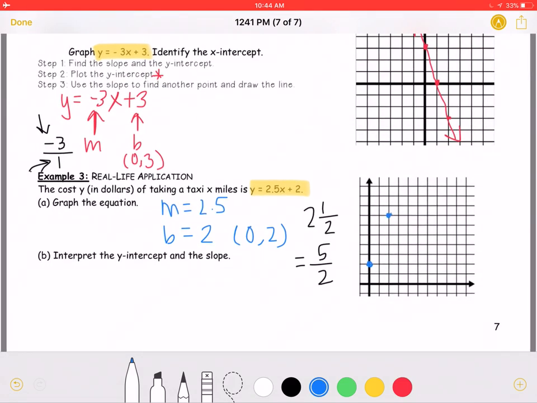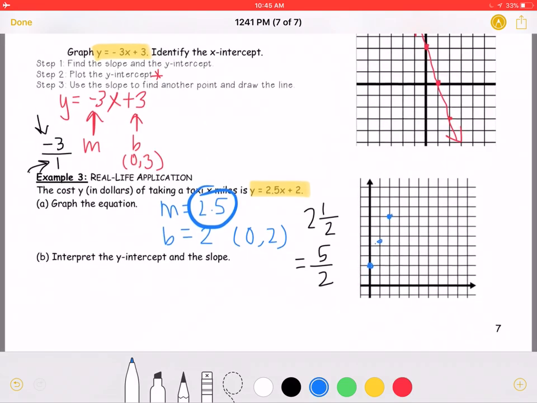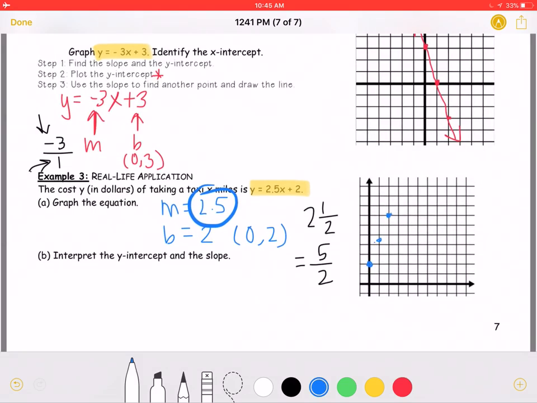Now, if you wanted to keep it as 2.5, that's fine. From that point, you could go up 2 full, stay halfway, and go over 1. You would just be in the middle of the grid, which is fine because a half is kind of easy to mark out. But if you wanted to be more precise, I would make it improper and use that as your rise over run. But again, you just need at least 2 points to be able to connect to create your graph. So now we graph the equation.